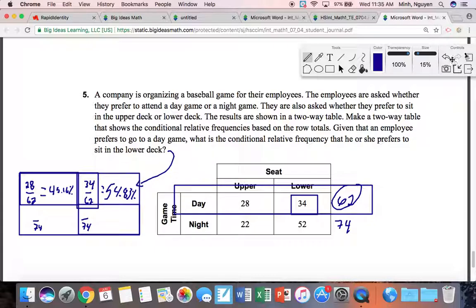All right, guys, that's it for two-way tables. Honestly, it's just being careful. Like, most of the work is just addition and subtraction to find totals. If you don't understand anything, make sure you ask your teacher or let me know.